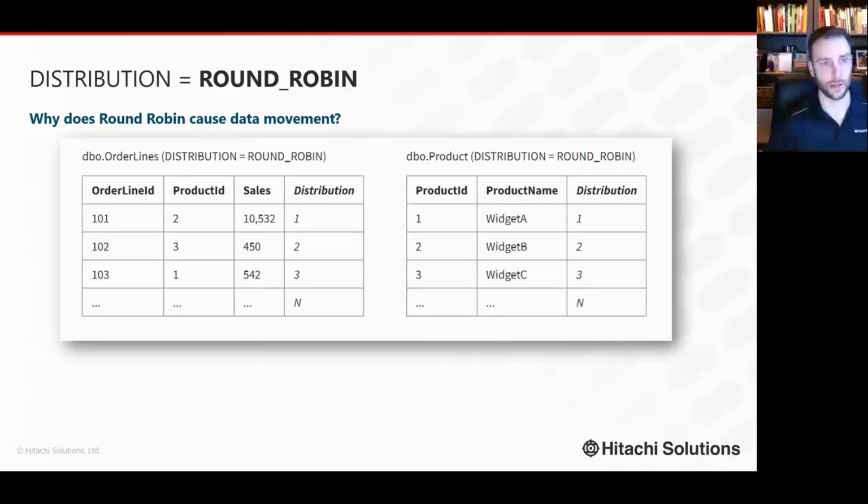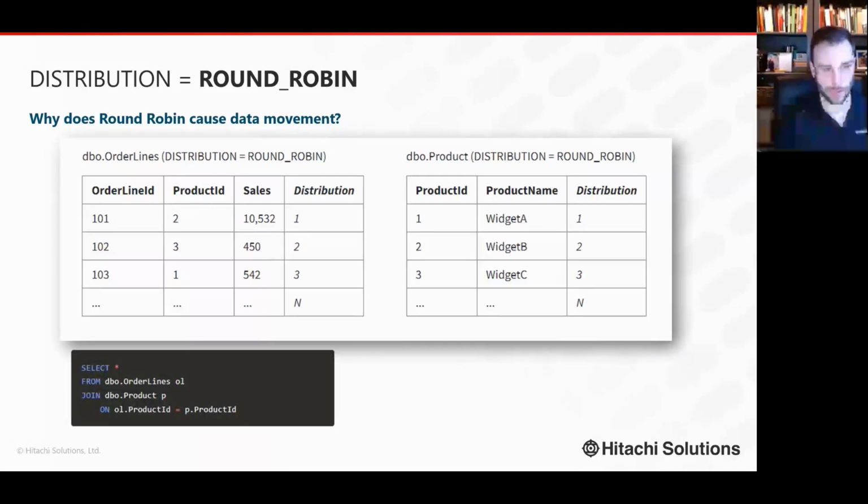So now let's look at an example. On the left-hand side, we have an order lines table that's round-robin distributed. On the right-hand side, product is also round-robin distributed. Let's imagine that we have this query on the bottom left where we are joining order lines to product based off of product ID.